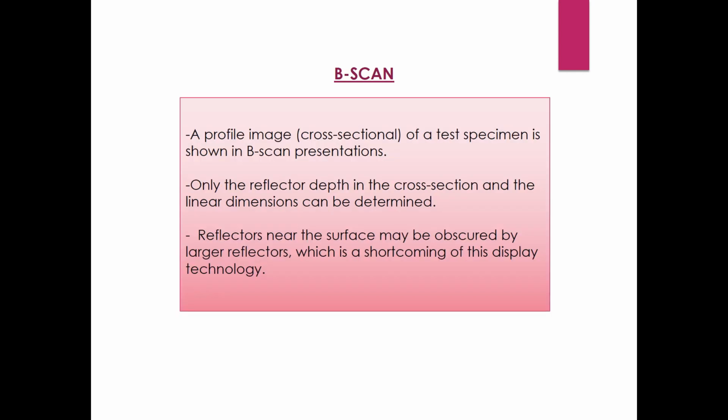B-scan presentations display a profile view, or cross-section, of a test specimen. Only the reflector depth in the cross-section and the linear dimensions can be determined. A limitation to this display technique is that reflectors may be masked by larger reflectors near the surface.